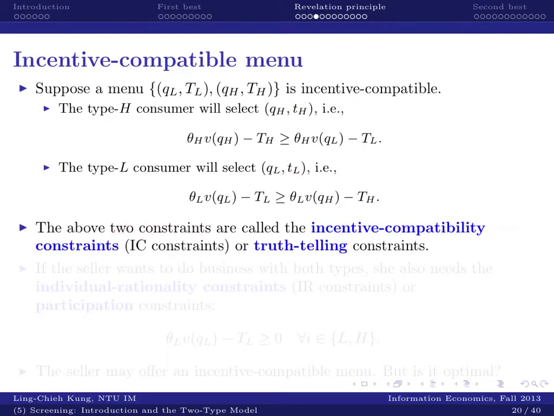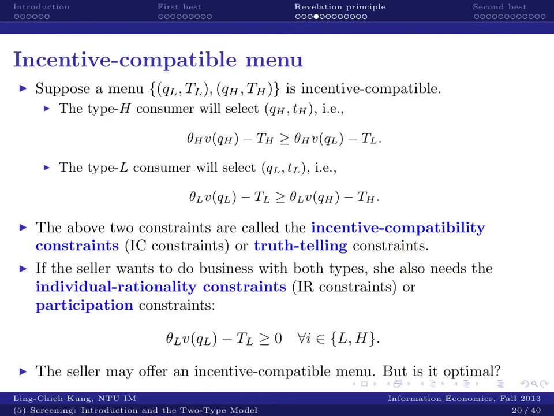These two constraints are called incentive compatibility constraints, or IC constraints, or because they induce truth telling, we call them truth telling constraints. If the seller somehow wants to do business with both types, then we need something more. We need the so-called individual rationality constraints, or IR constraints. Or because this is to induce the consumers to participate, this is the participation constraint.